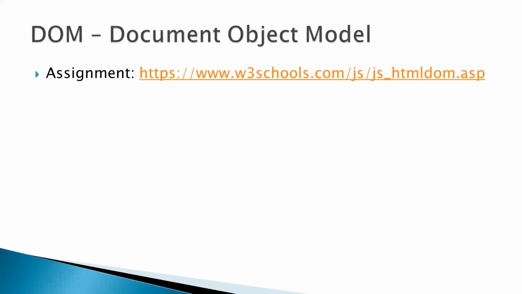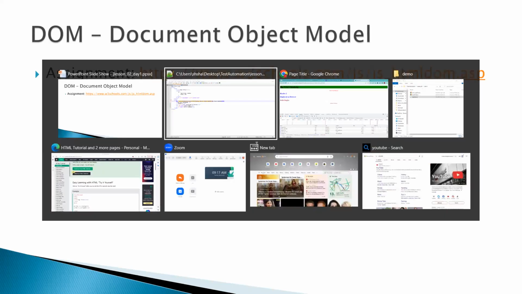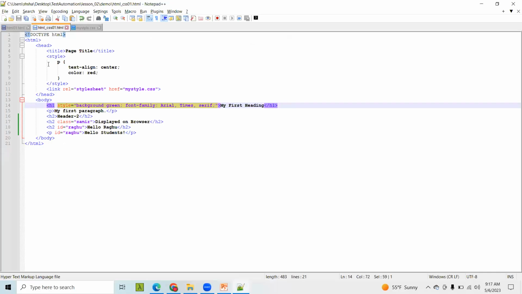All right. 1, document object model. I've put an assignment over here, but you don't really have to go through the whole flow. I'm going to quickly tell you what a document object model is. When we write this HTML like this, what the browser really does is create a tree. You know what a tree is?